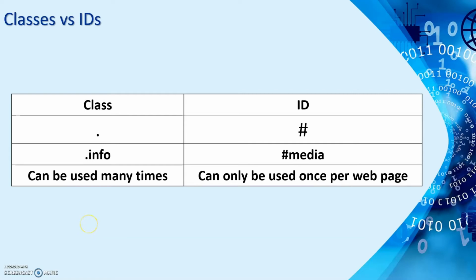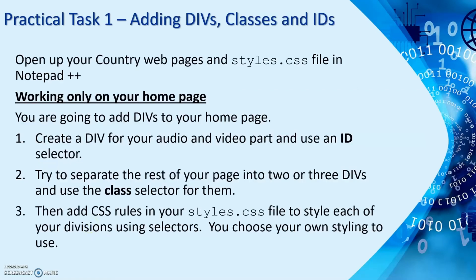So, practical task for you. You're going to add divs, classes and IDs. So you've got to open up your country web pages and your styles.css file in Notepad++. Now, working only on your home page, I want you to add in some divs to your home page. So create a div for your audio and video section and use an ID selector. Then try and separate yourself. It's up to you how you do this. Separate the rest of your page into 2 or 3 divs, and you can use a class selector for them.